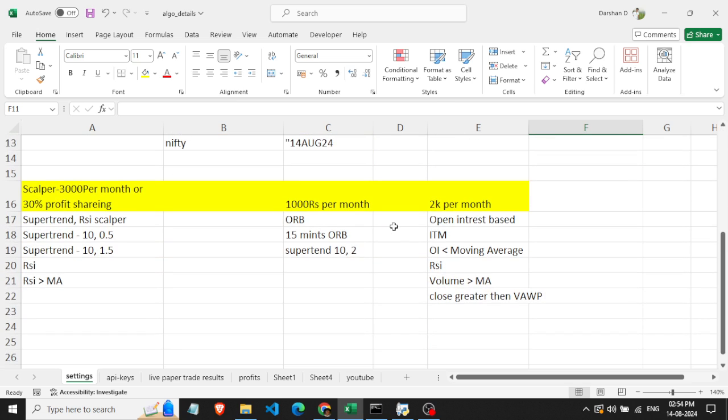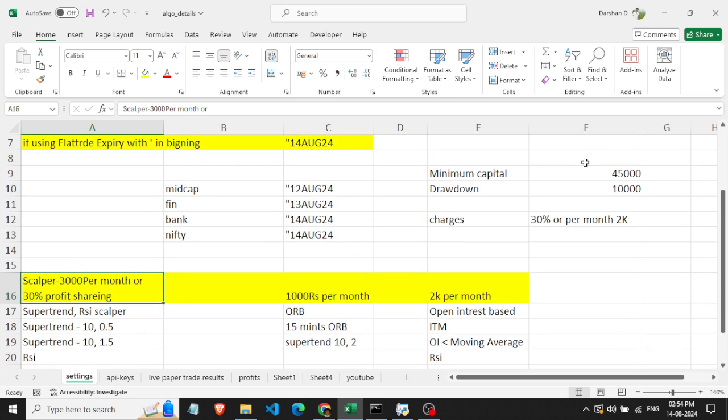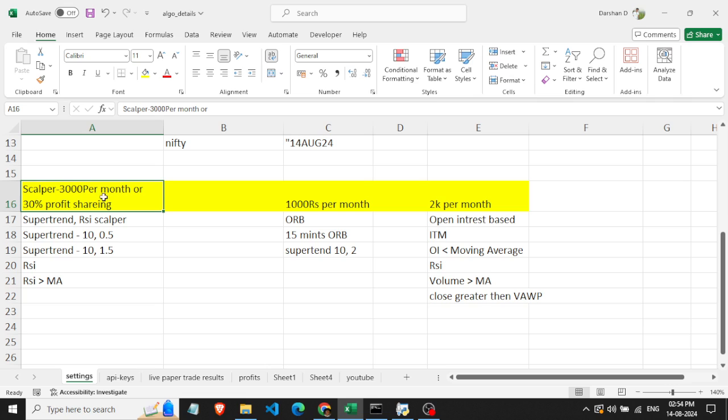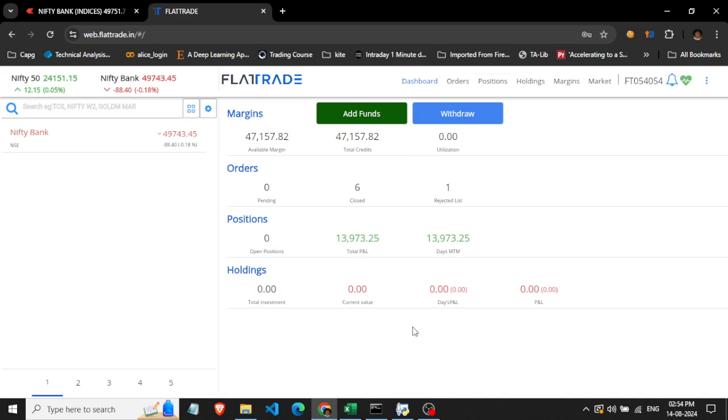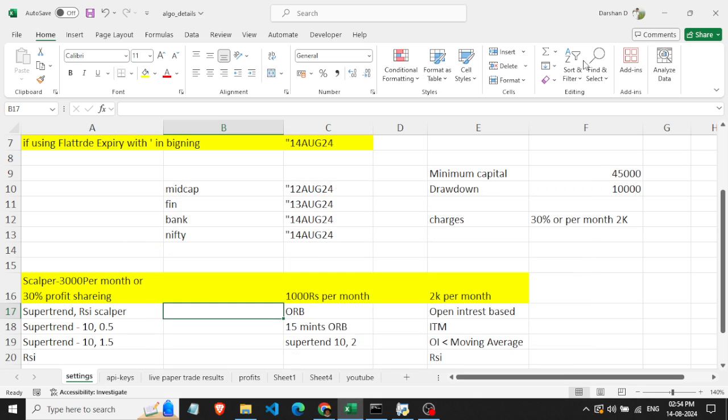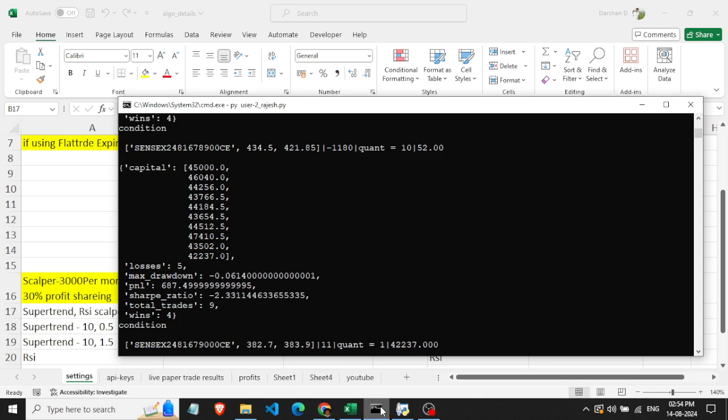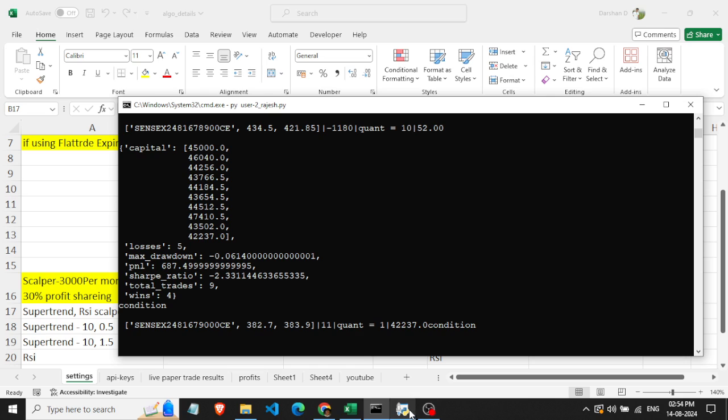Let me explain how this algo works. This is a scalper. As I explained, 3,000 rupees per month or 30% profit sharing. It works based on Supertrend and RSI scalping. Here I am using dual Supertrend and RSI. Based on that only we are running this algo, and it has many different settings in the backend. Based on that we are making good profit.